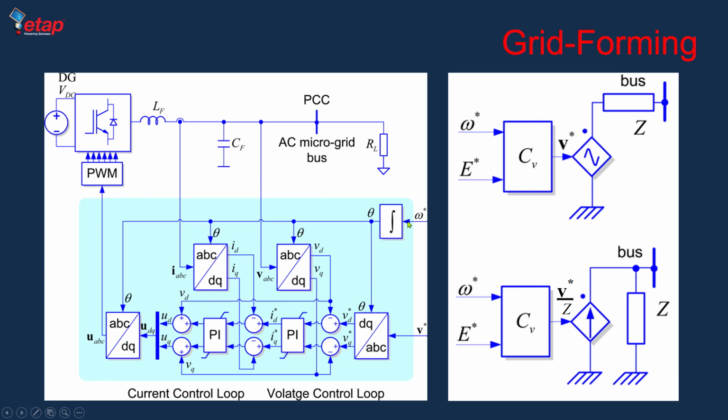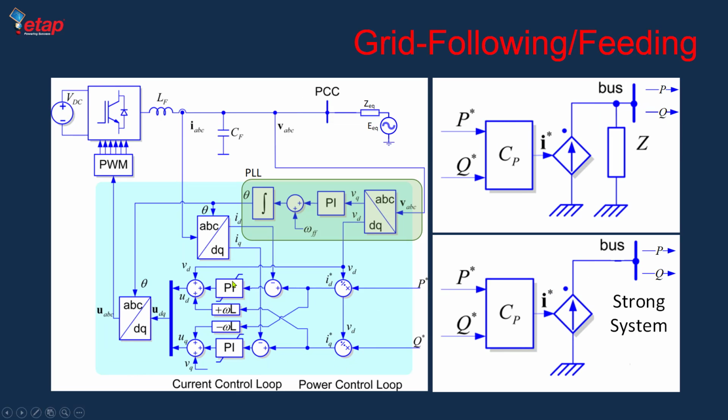So we are feeding the frequency to generate some artificial angle, and we use that angle to generate the sine wave and do the control. Okay, so it's just a comparison, a little bit, to understand what the major differences are.